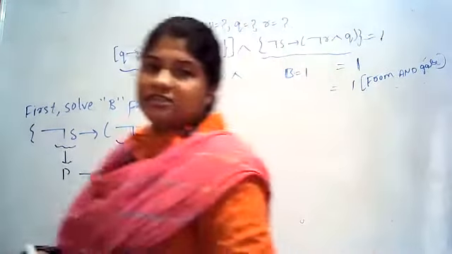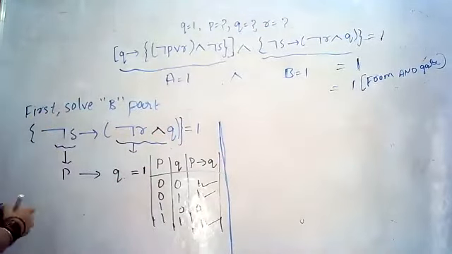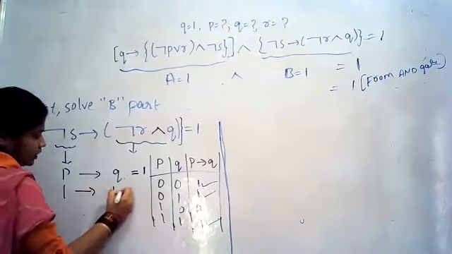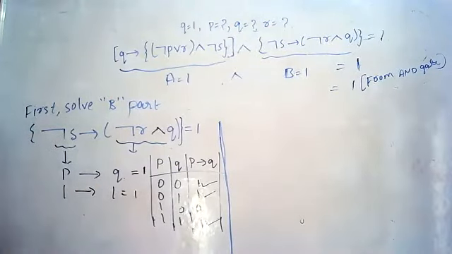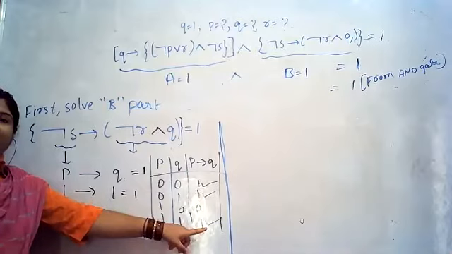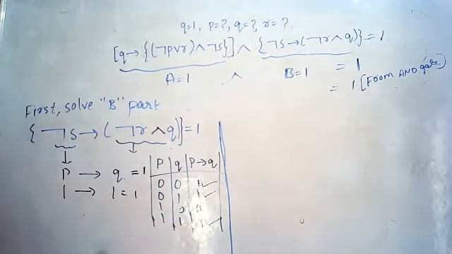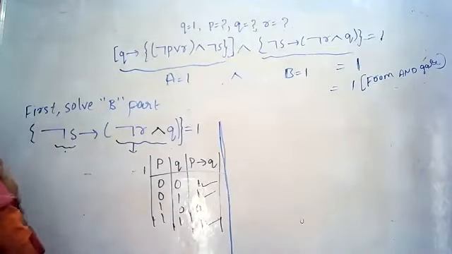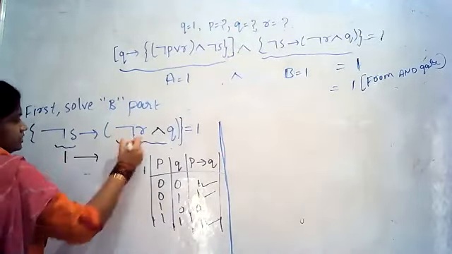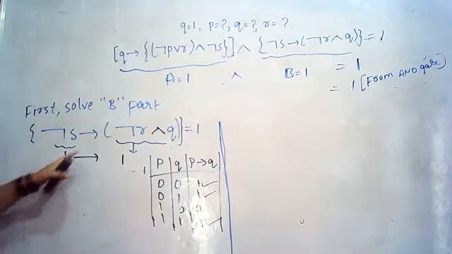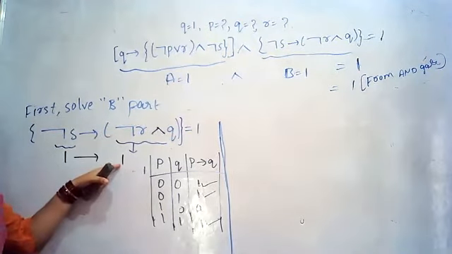Yes, what I told was correct exactly. So here we need to consider P as 1 and Q as 1. Then only we'll get the result as 1 and 1, as I've told. So now I got this complete condition as 1. I have got negation S as 1 and this condition I have got 1.